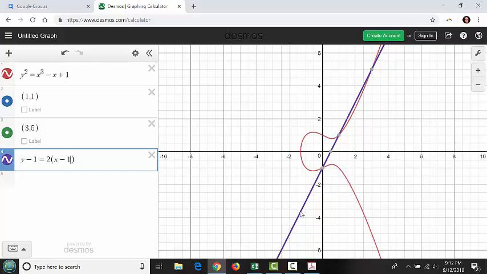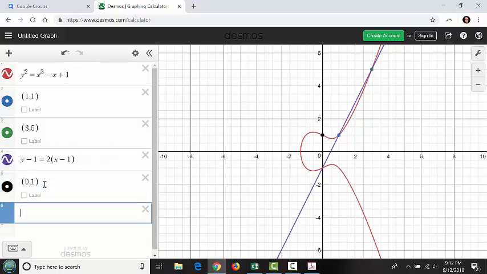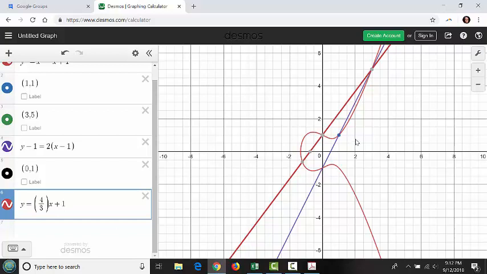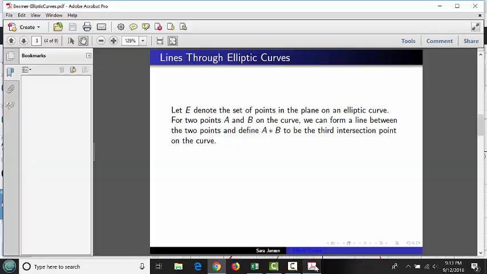Just to demonstrate that operation again, another nice point that lies on this curve is the point 0, 1. And we could draw another line. We could take the line in between 0, 1 and 3, 5, which has the equation y is equal to 4/3 times x plus 1. You can see that line goes through 0, 1 and our point 3, 5 that's right up here. So if this were A and this were B, then A star B would be this third intersection point right here, which Desmos is identifying as negative 1.222, negative 0.63. So that's our star operation.